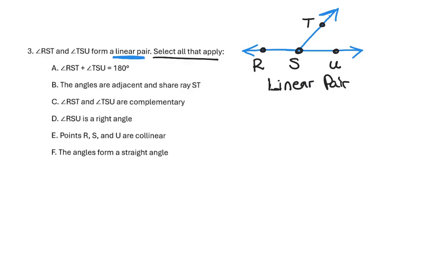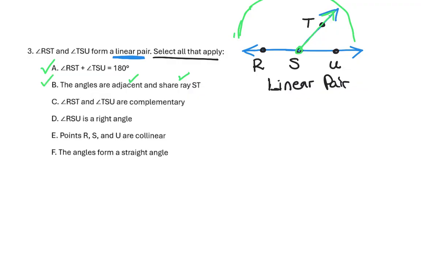All right, the first one says that RST plus TSU equals 180. Well, do they? Do these two angles together add up to 180 degrees? Yes, they do. So I would select that one. All linear pairs add up to 180 degrees. All linear pairs are supplementary. All right, moving on. The angles are adjacent. Adjacent means next to each other. These two angles are definitely next to each other, so that's a check so far. And they share ray ST. Well, this ray would be called ST because it starts at S and goes through T. So both of those are true.